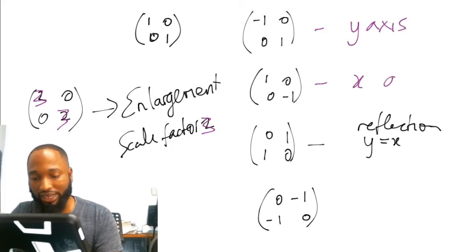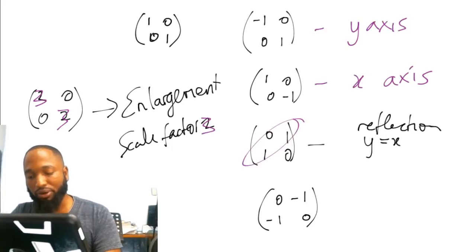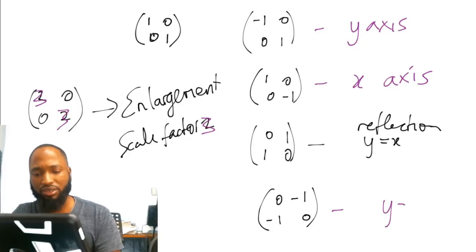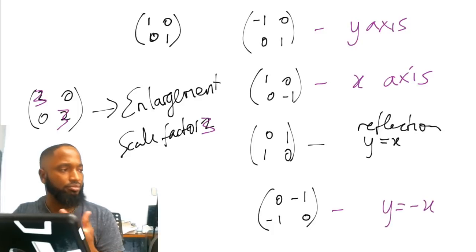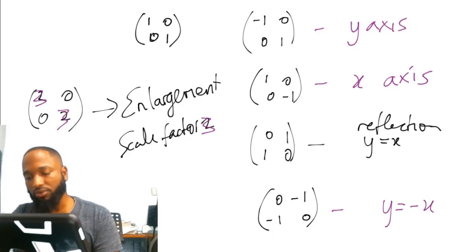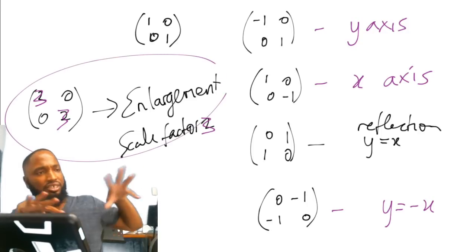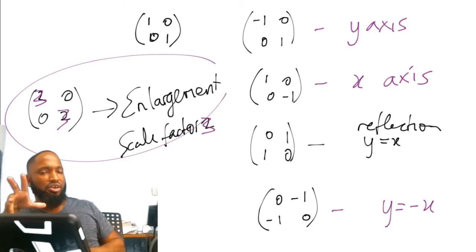This one is the x-axis reflection. When it swaps around like this, this is the reflection in the line y equal to x. When it swaps around with negatives, this is a reflection in the line y is equal to negative x. Right? Understood? Very nice. And then you have these special cases of the enlargements. So these are the 5 to really look out for.